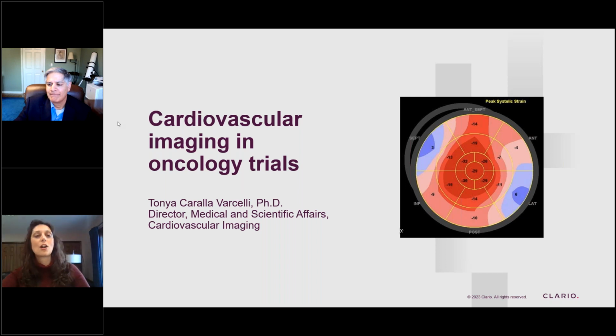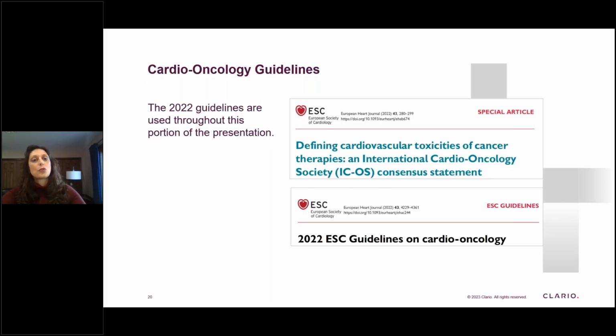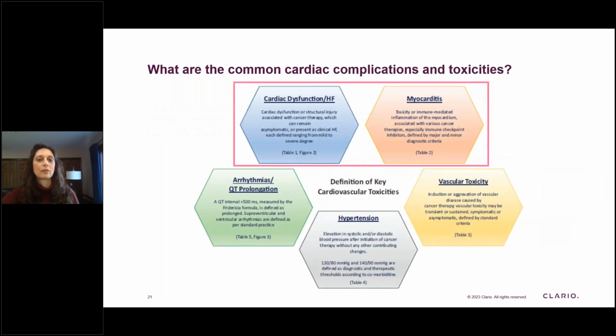So I'm here today to talk about cardiovascular imaging and oncology trials. So let's dive right in and move to the next slide. So there are several national and international organizations that have issued cardio-oncology guidelines. The ones that I'm referencing in my presentation today are the ESC guidelines and the ICOS consensus statement from 2022. So we can move to the next one.